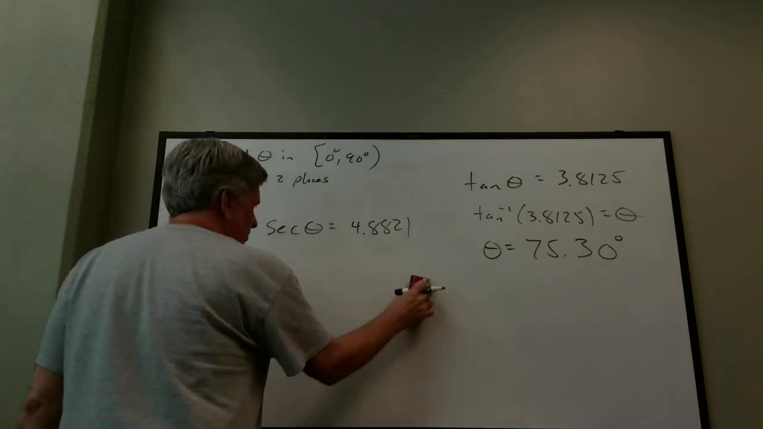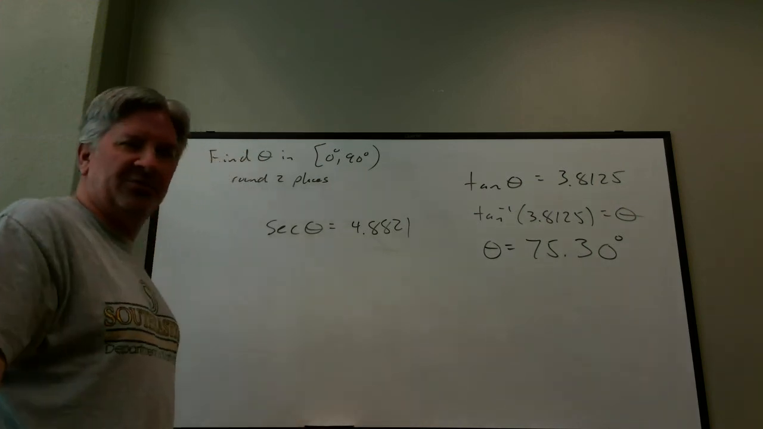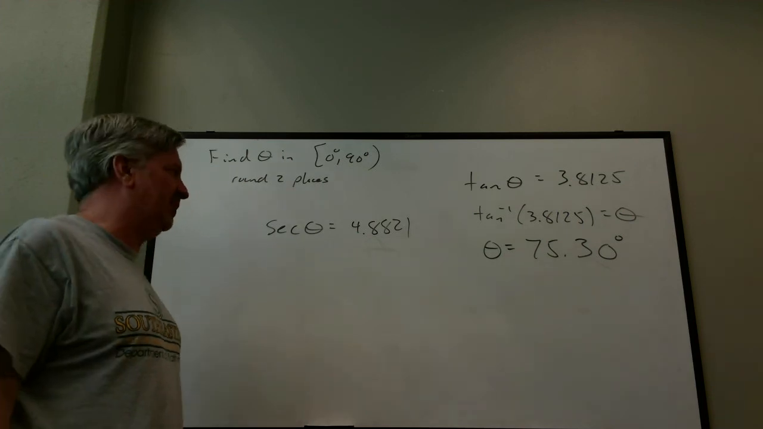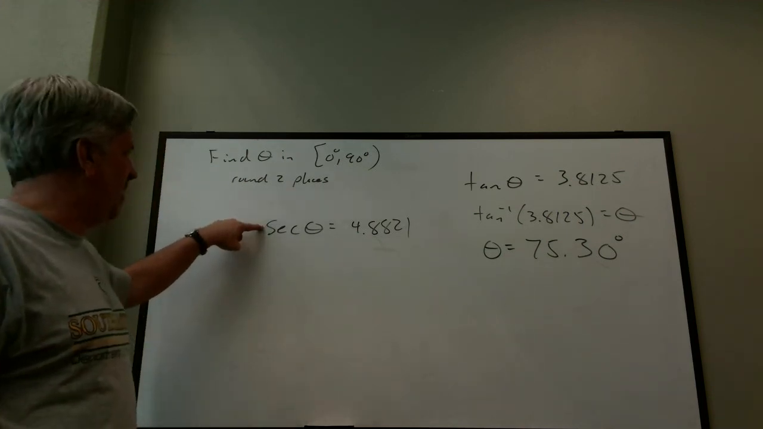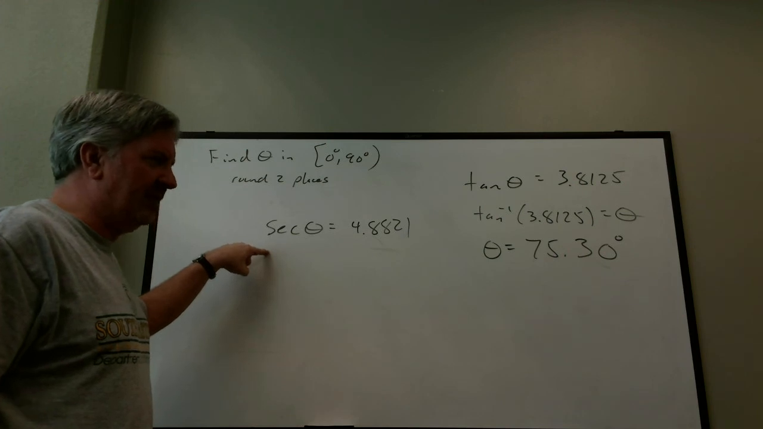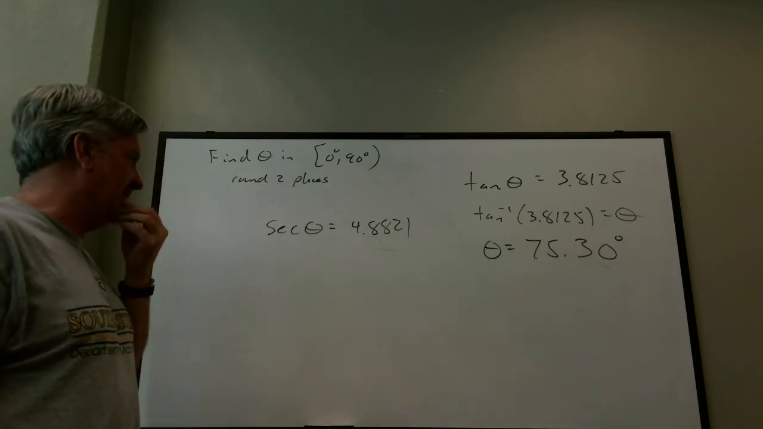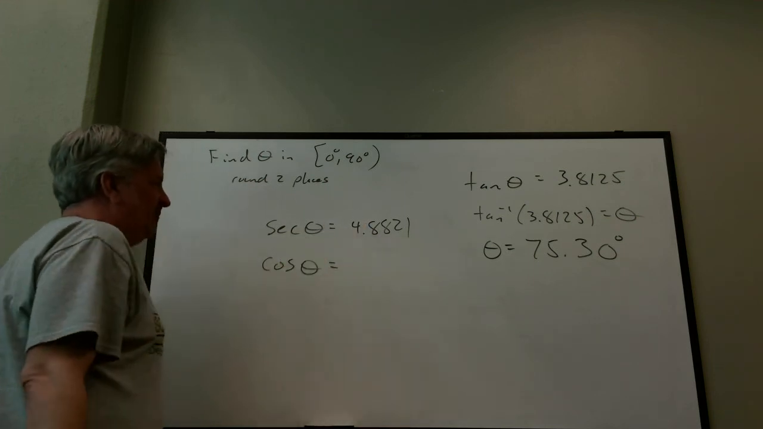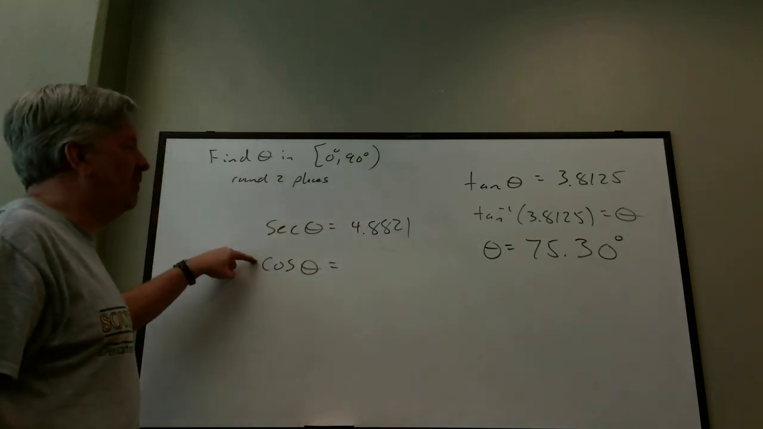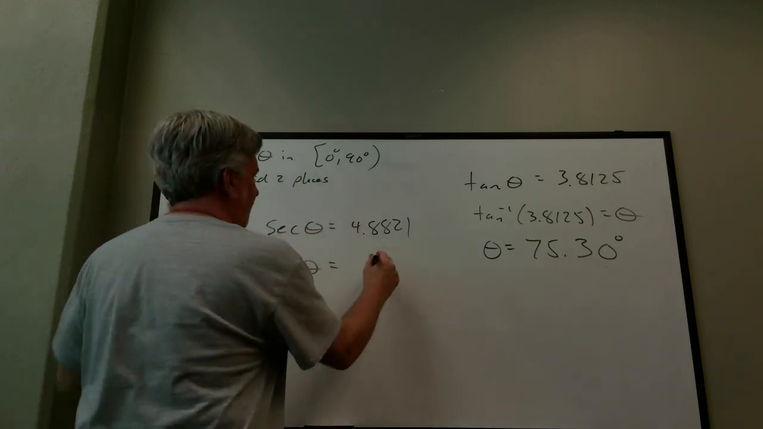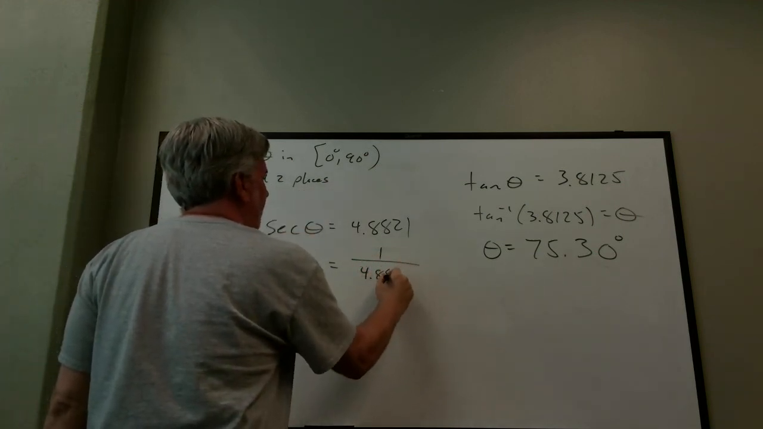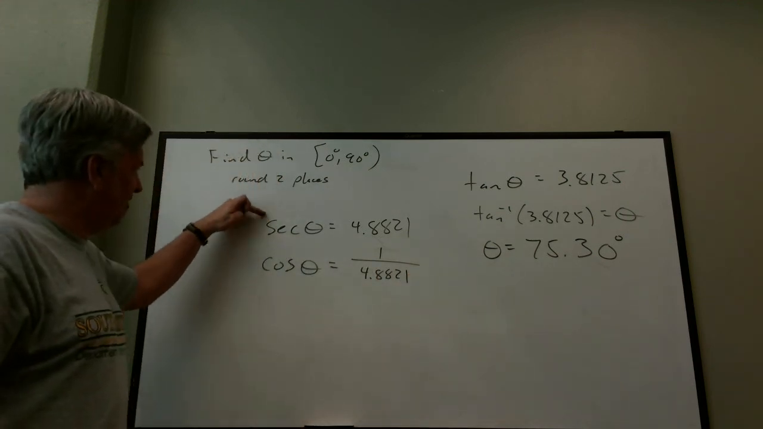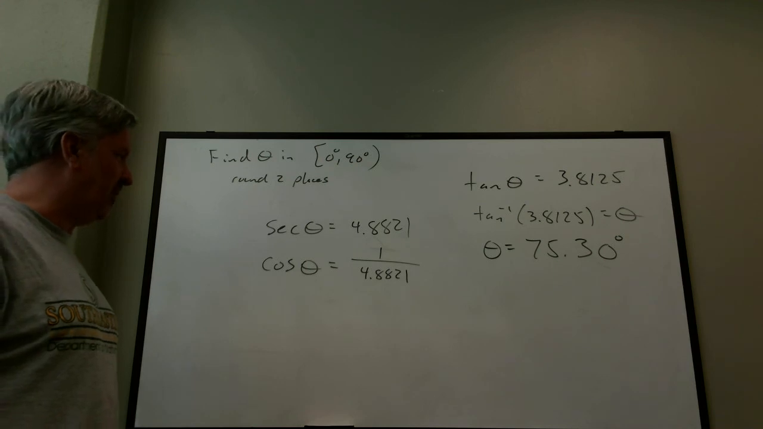Okay? Remember, just like we only had sine, cosine, tangent trig function buttons on our calculator, we only have sine inverse, cosine inverse, and tan inverse. So we need to change this problem to a cosine problem and then change it to a cosine inverse problem. So let me change this to a cosine problem. If secant of theta is 4.8821, what's the cosine of theta? It's the reciprocal of that, 1 over 4.8821. I'm not going to bother punching that in. I'll just leave it as it is, right? So I've just changed it to a cosine problem using the reciprocal property.